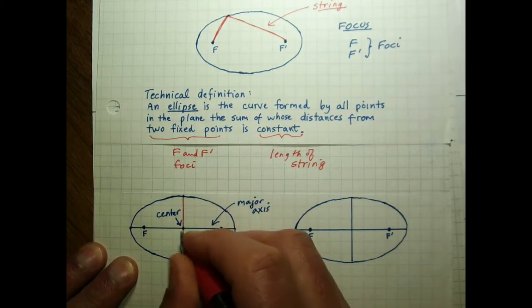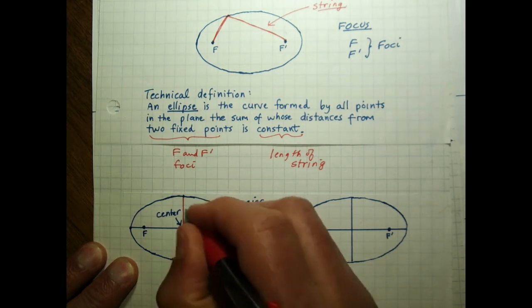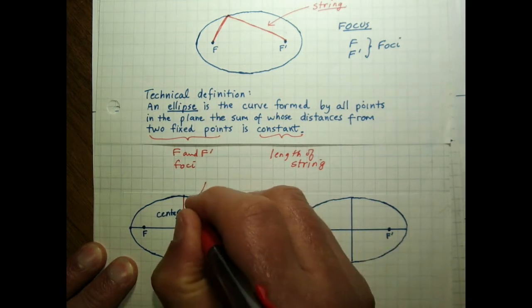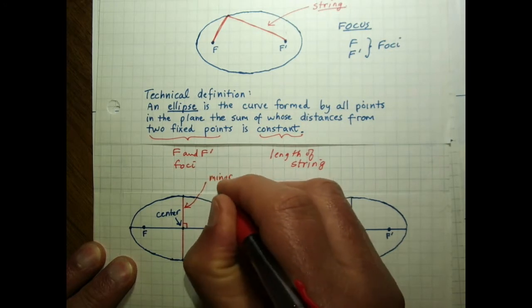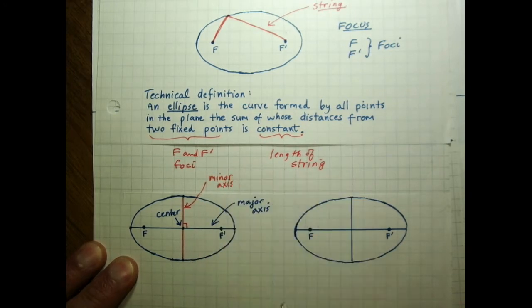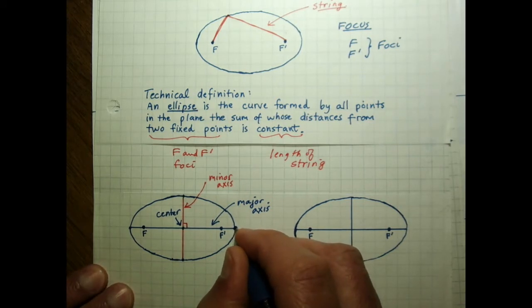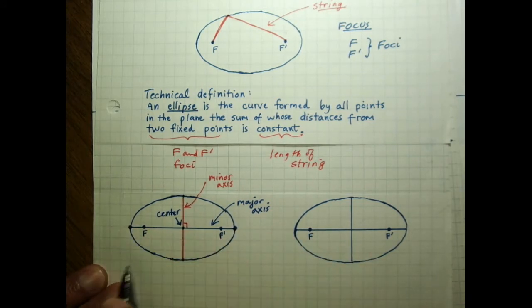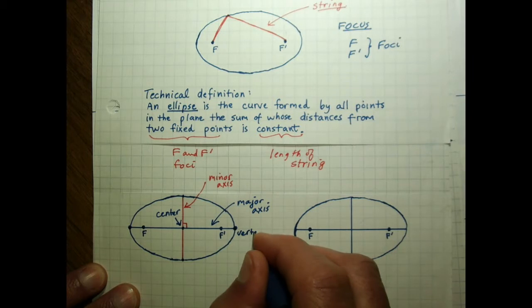Perpendicular to that major axis, so making a right angle with the major axis going up and down, is another line we call the minor axis. And the minor axis is shorter than the major axis. And at the end of the major axis, so this point here and this point here, these 2 points at the end that actually lie on the ellipse, we're going to call each one a vertex.